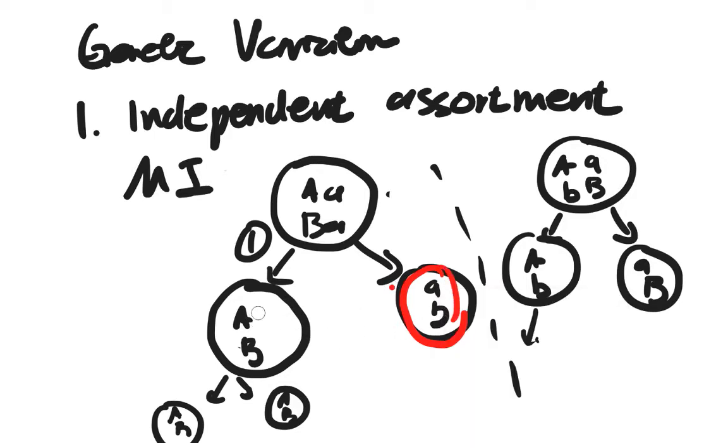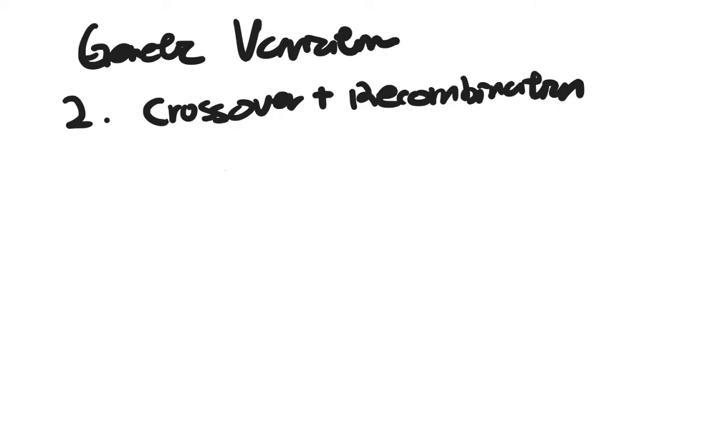This is the kind of difference that we're going to have in the different gametes. Okay, and the second one is crossover and recombination. Okay, so what exactly is crossover?